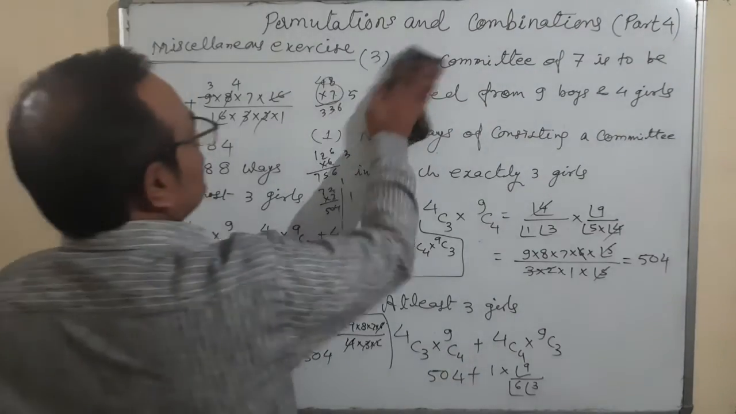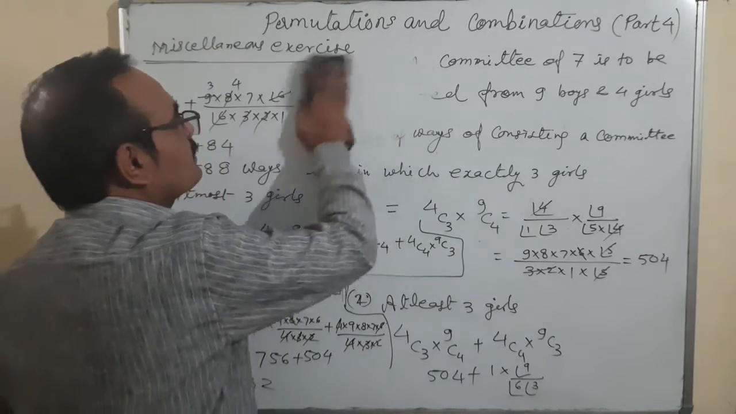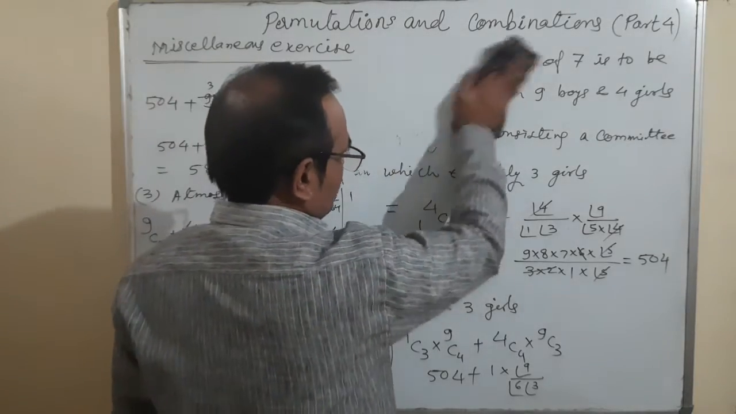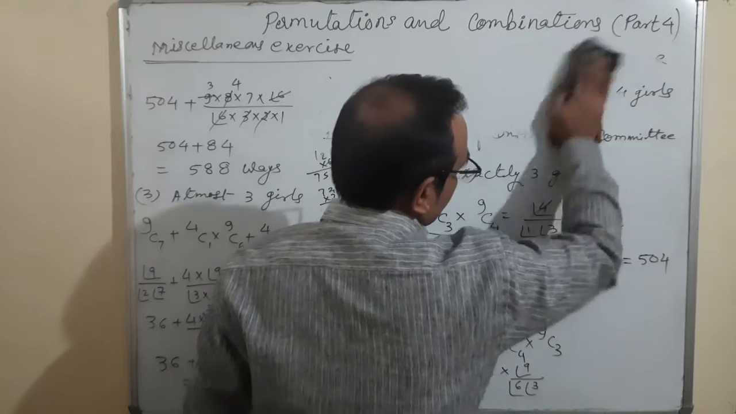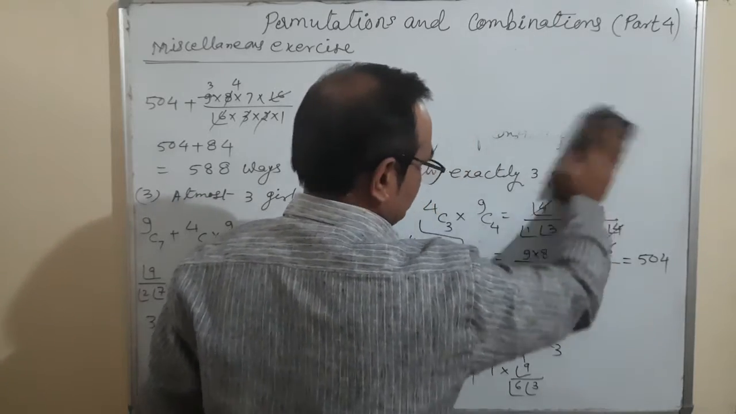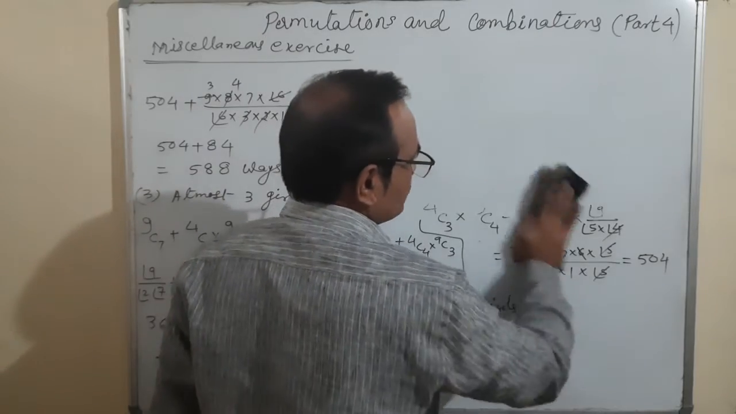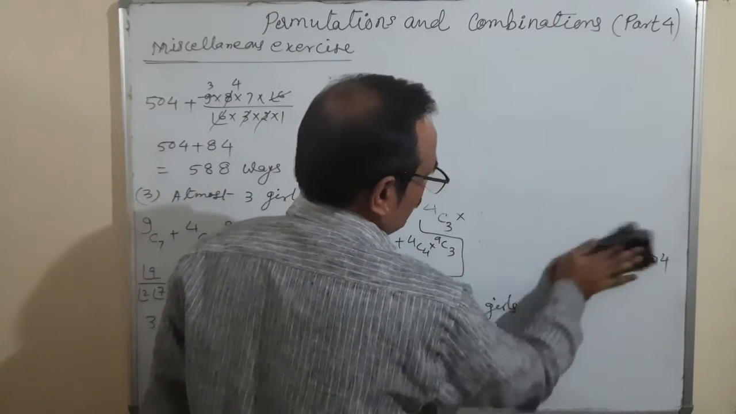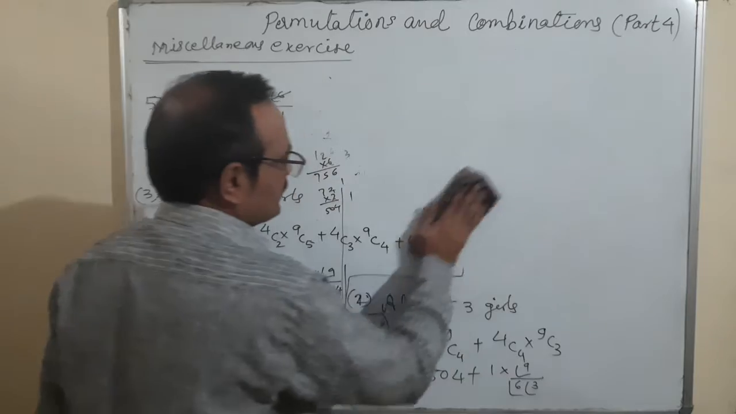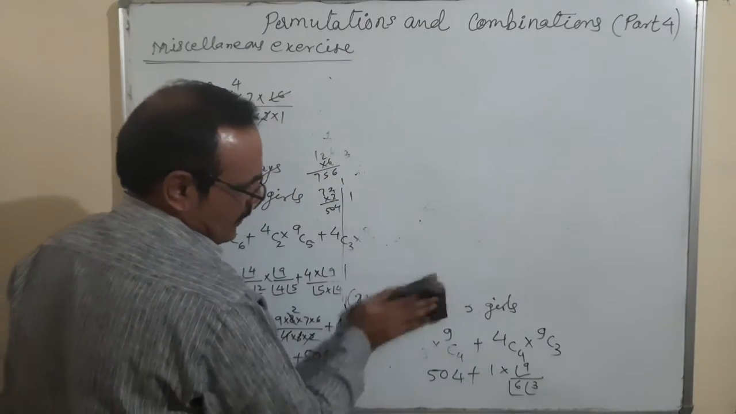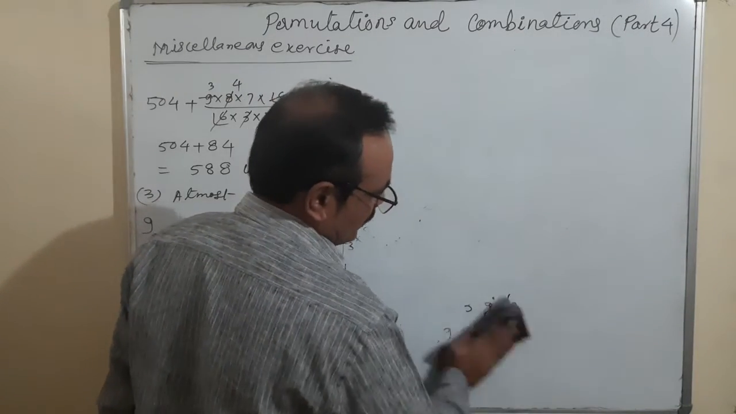Okay, so these are the 3 parts of this question, and here I think you have got an idea of at least and at most. What is the meaning of at least? Minimum, and maximum can be whatever it is as per the condition. At most, maximum up to there, and minimum 0.